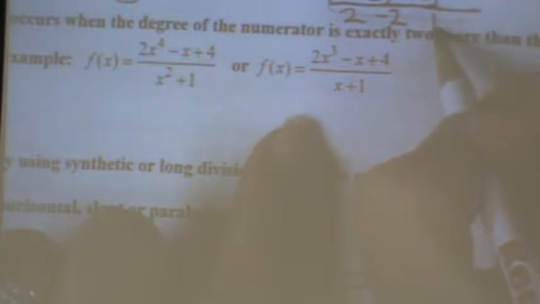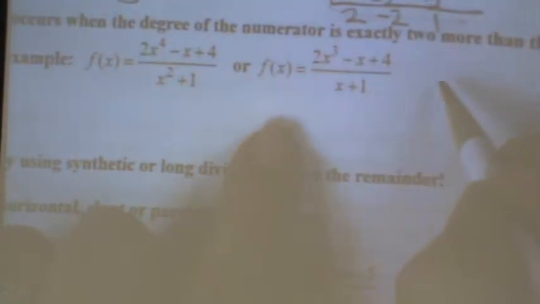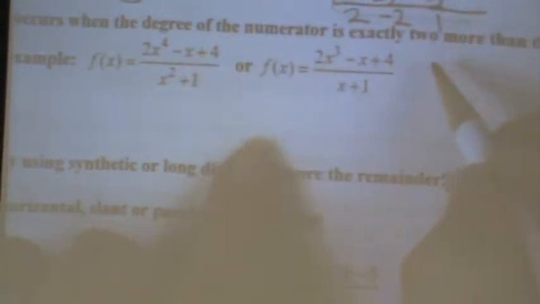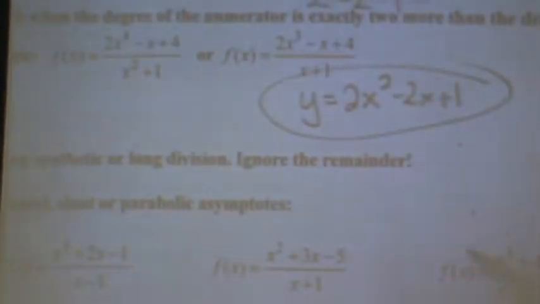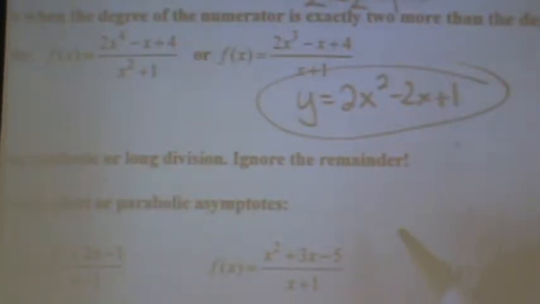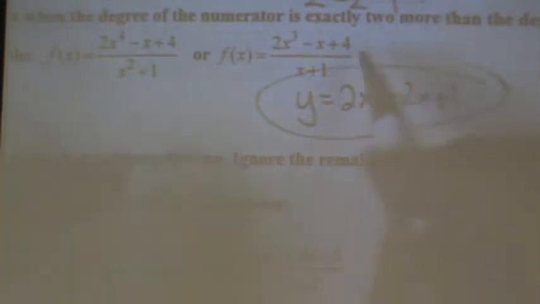So bring down the 2, multiply, add, and you are done because you don't need the remainder. So your equation is y equals 2x squared minus 2x plus 1. You'll have to graph that. It's a parabola. Let me make sure I did it right.